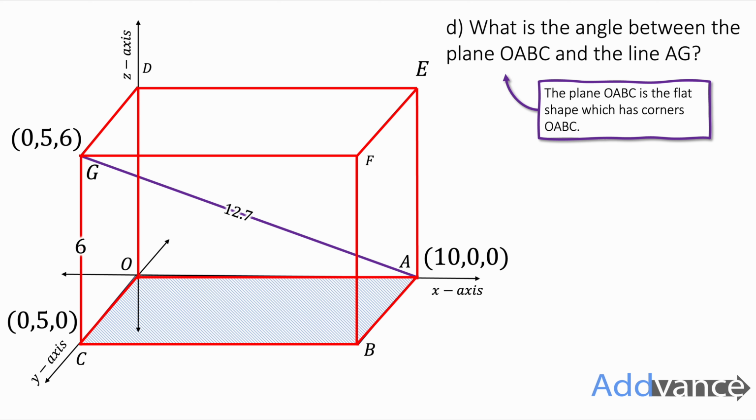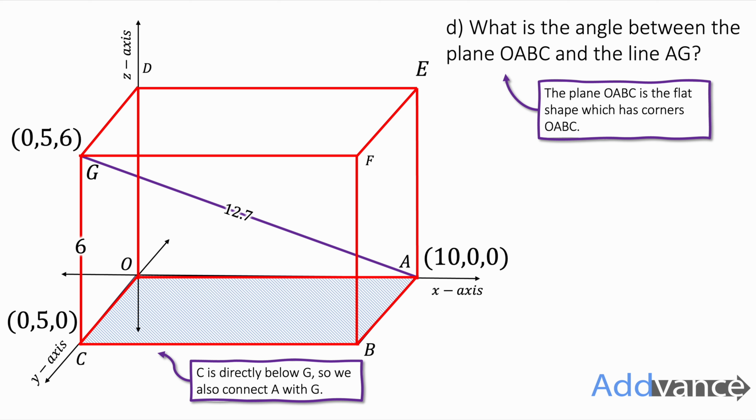We've already got the line AG from part C. And we also know that the line CG is 6, because the coordinates are 0, 5, 0 and 0, 5, 6. The only difference is 6. So therefore the line C to G is 6. Now C is directly below G, and that's why we care about C. On the plane OABC, the only point that is below G is C, and so C is the point we choose to care about. We don't care about O, we don't care about B, because they are not underneath G.